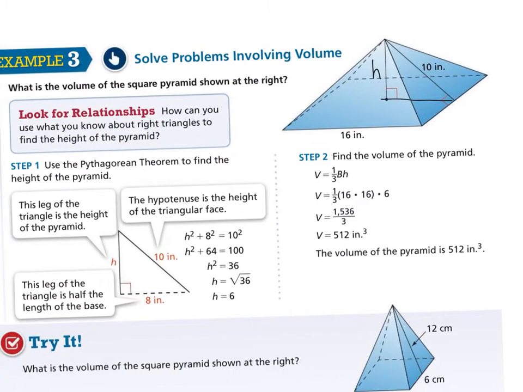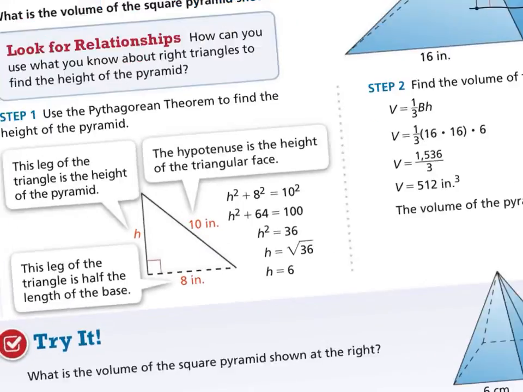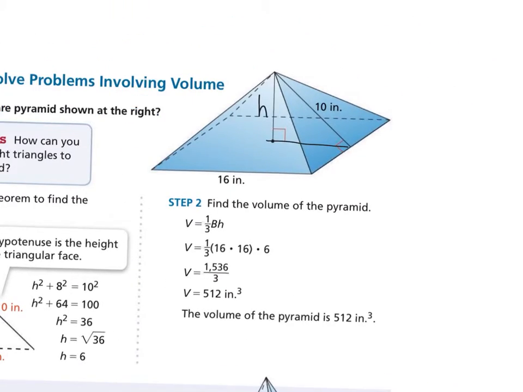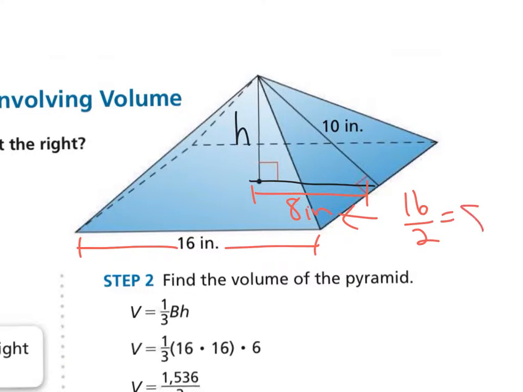The 10 is across from the right angle, so that's the hypotenuse. Now the 8, you might say, well, where did they get 8 from? Well, 16 is all the way across. So if this triangle goes halfway across, then that would be 8 inches. You know, 16 divided by 2 is 8. That's how they got that one.